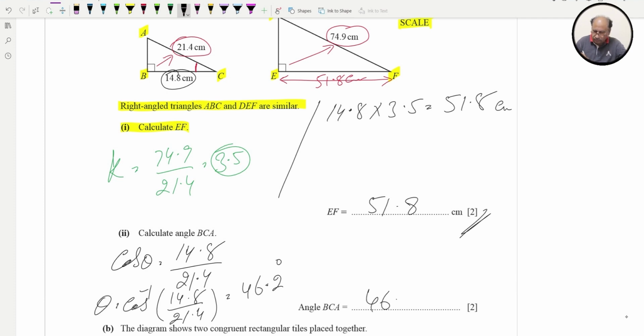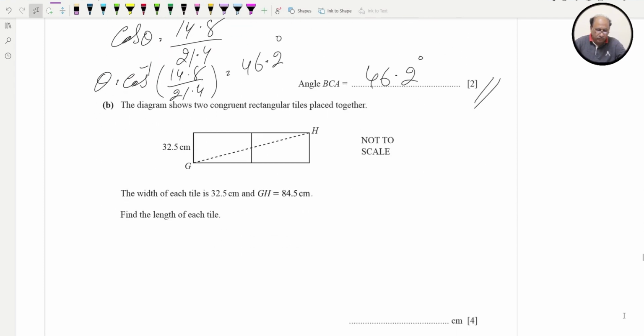So 46.2 degrees will be our answer for 2 marks. Hopefully you got this. Now this one, B part, the diagram shows two congruent triangular tiles placed together. Diagram is not to scale. This side is 32.5. The width of the tile is 32.5, and GH is 84.5.